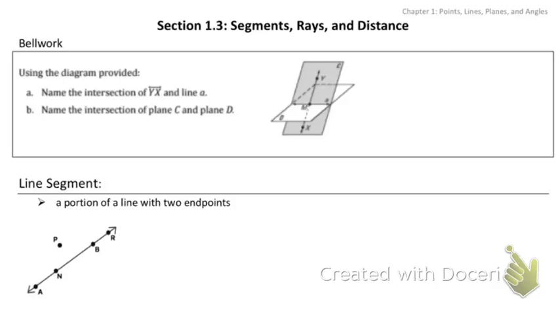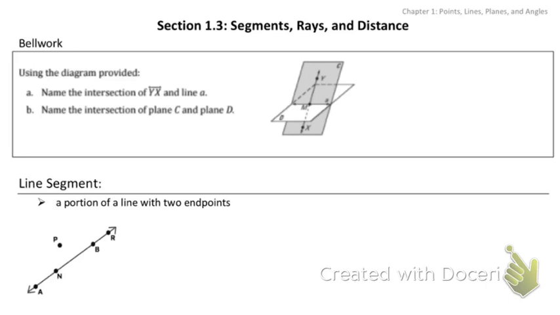What is up, everyone? Today we're going to talk about segments, rays, and distances, which expands upon our lines. We're not going to talk too much about planes today. We're mostly going to focus on lines and different ways to write them, i.e. segments, rays, and the distance of something. All right, first of all, we should start with the bell work.